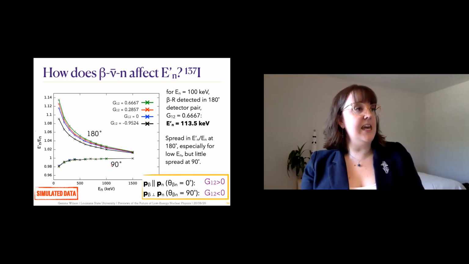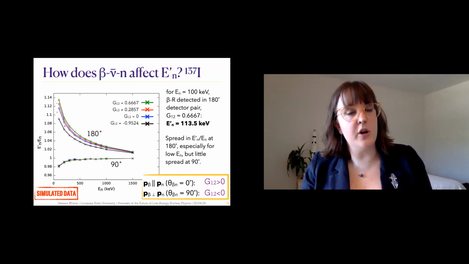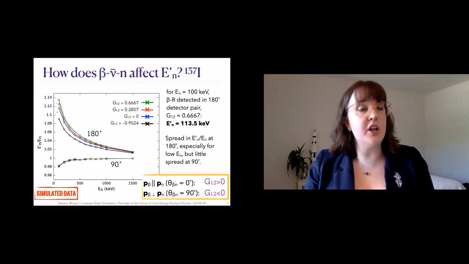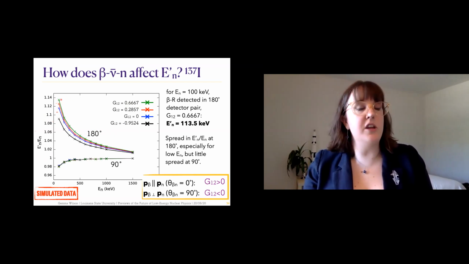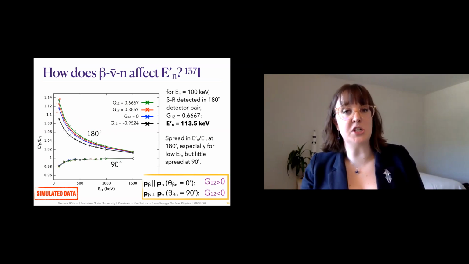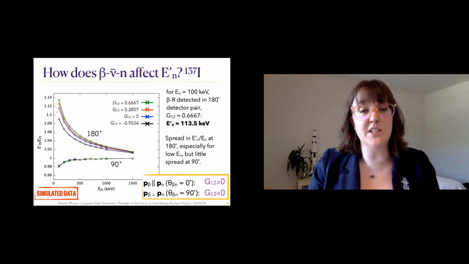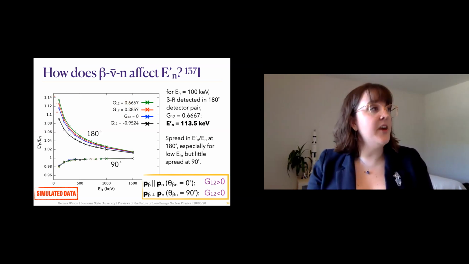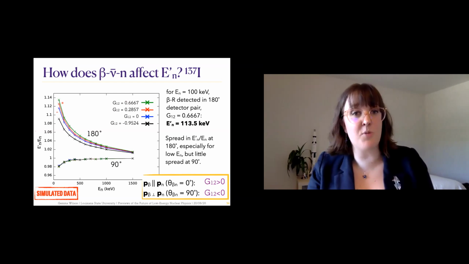So you can see here that there's a big spread in the ratio at 180 degrees. So to pull a number off the graph here, for a 100 keV neutron, if the recoil-ion and the beta are detected at 180 degrees, with the highest value of G12 for this nucleus, which is 0.66, our reconstructed neutron energy is 113 keV compared to 100 keV. So it's quite a big spread.